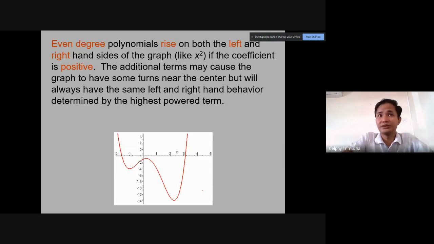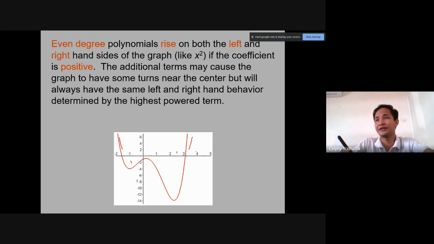So, take note that even degree polynomials rise on both the left and right hand sides of the graph. Take note lang ha. So, basta even ang aton nga polynomial, kapasaka siya sa left, kapasaka man siya sa right.